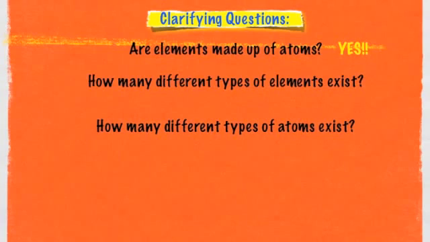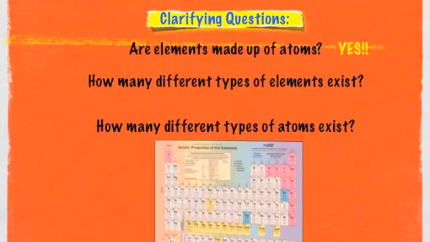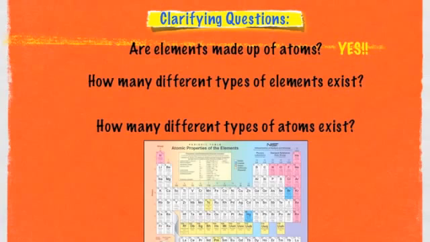How many different types of atoms exist? Well, to answer that question, you look at the same chart, because not only does each tile or each box on this chart represent elements, they also represent different types of atoms. So for example, you have the element hydrogen and helium in that first row. There are also different types of atoms.